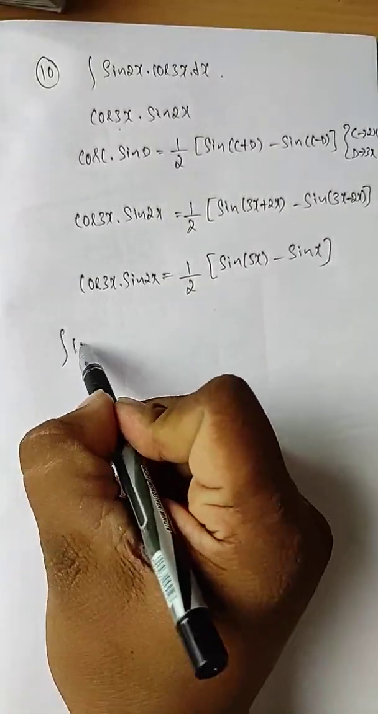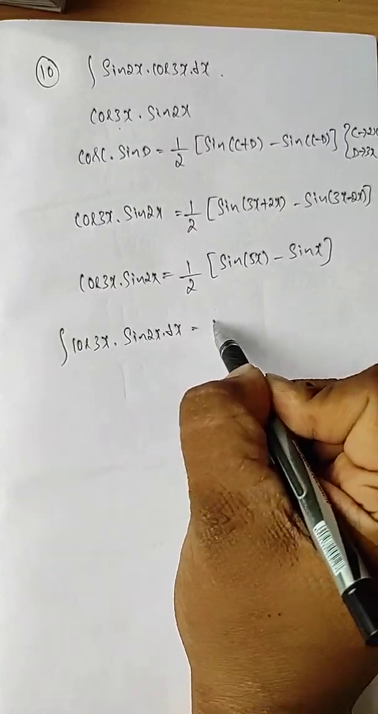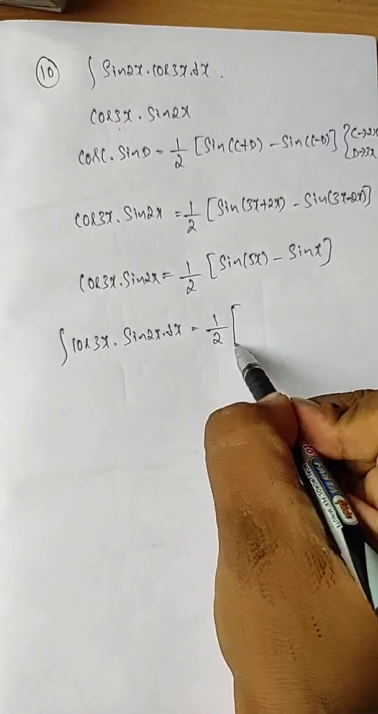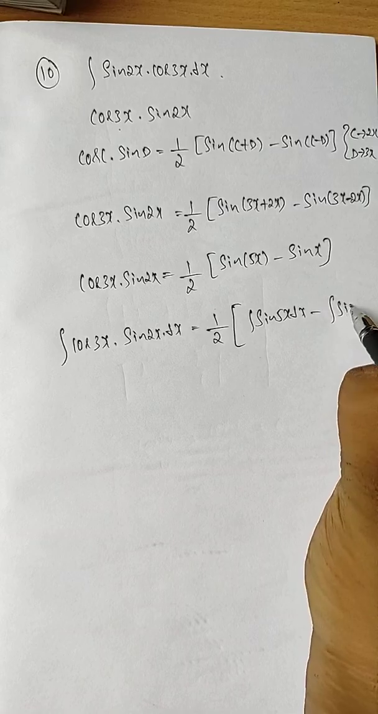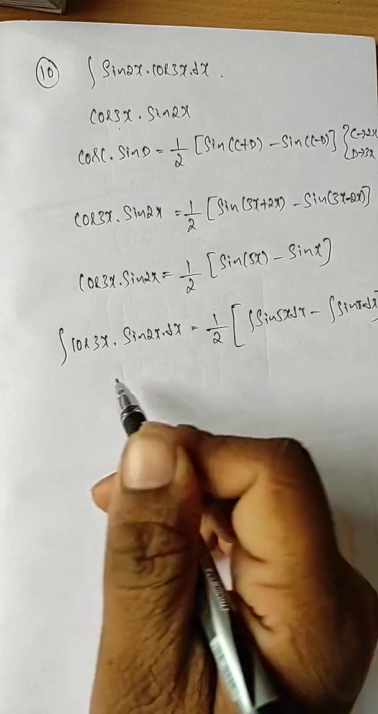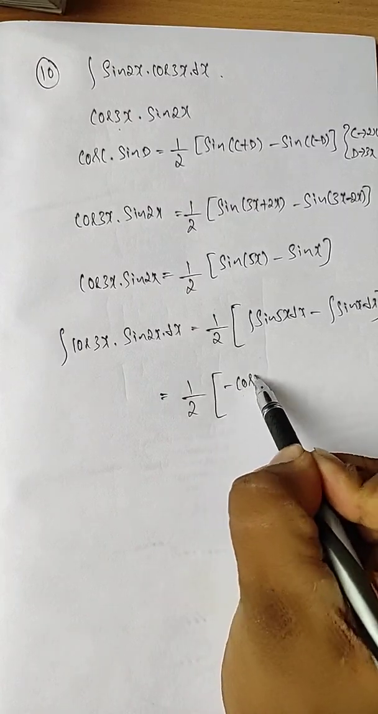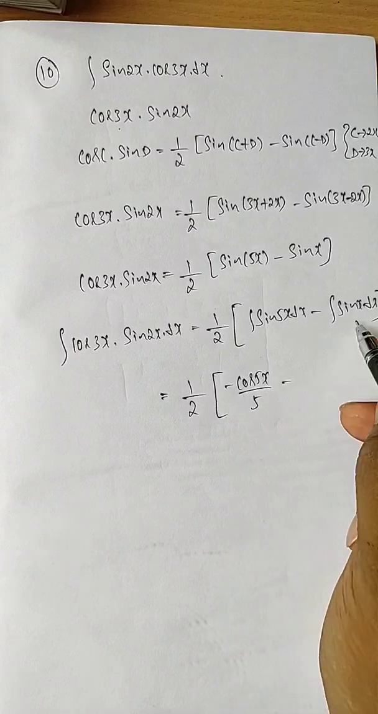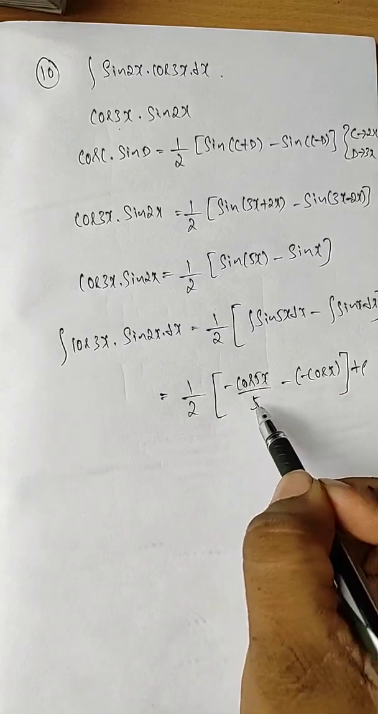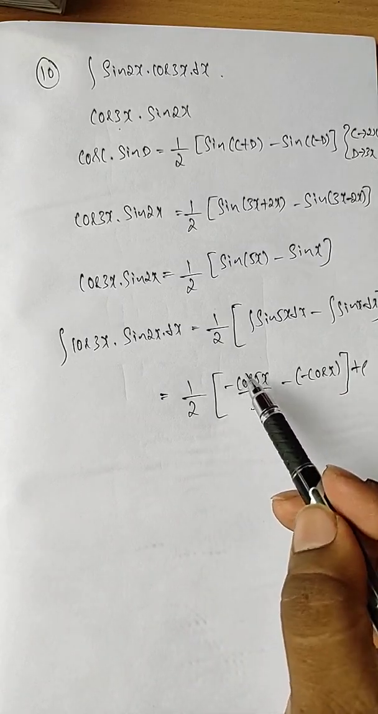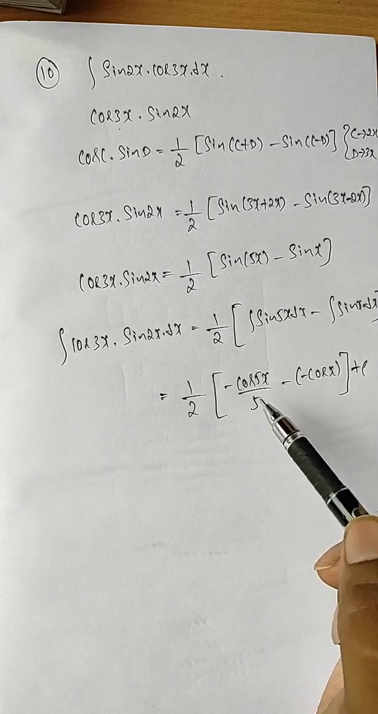So integration of cos 3x into sin 2x into dx is equal to 1 by 2, a constant, integration of sin 5x into dx minus integration of sin x into dx. Now this is equal to 1 by 2. What is the integration of sin 5x? Minus cos 5x by 5 minus, what is the integration of sin x? Minus cos x. Why have we written minus cos 5x by 5? On the integration, if any x coefficient exists, write the x coefficient in the denominator.